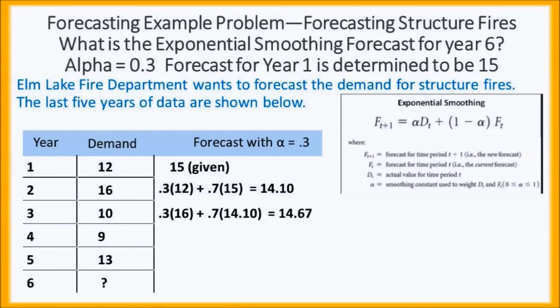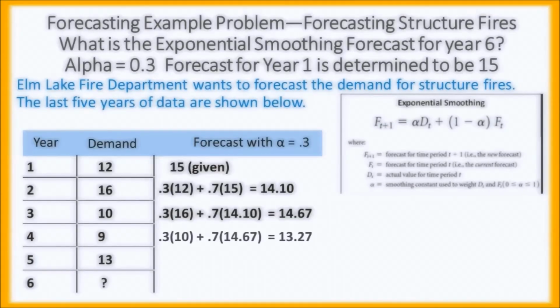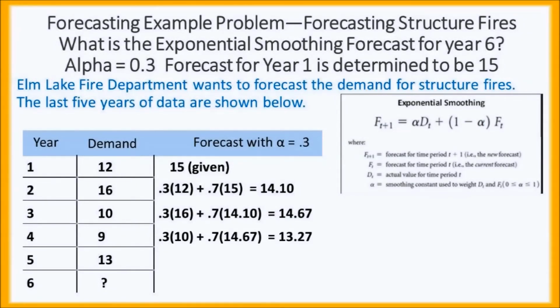Next, we build up to the next year. Now our current year is year 3, and we are going to forecast for year 4. So we're going to take year 3's numbers, in other words, year 3's demand and year 3's forecast, and use those numbers in the formula to forecast for year 4. So you can see the math here, 0.3 times 10 plus 0.7 times 14.67 gives us 13.27, and we go to the next year. Again, the same math follows.